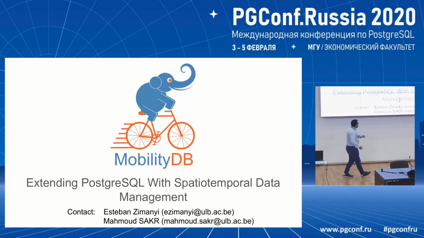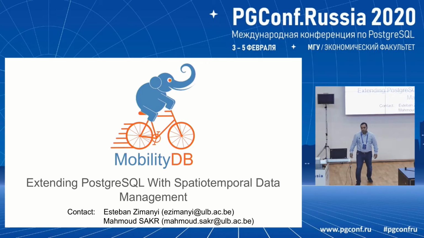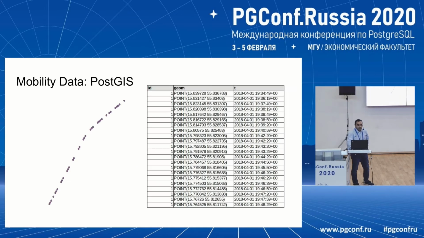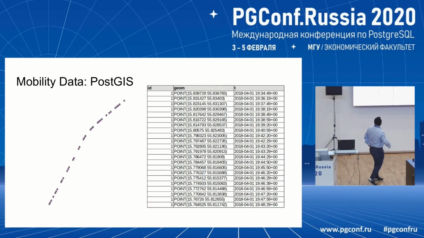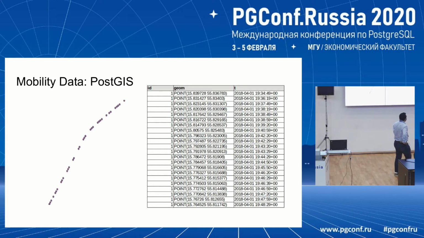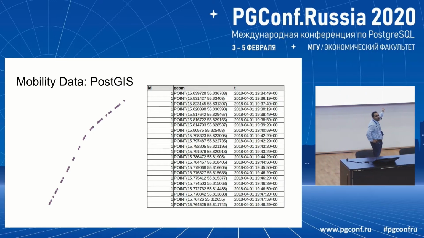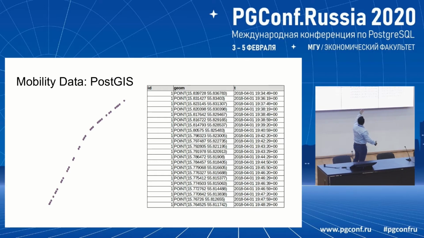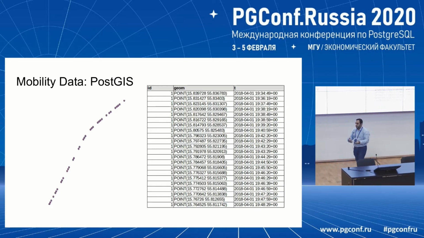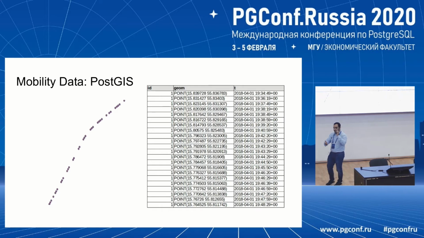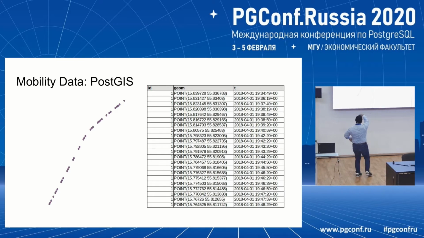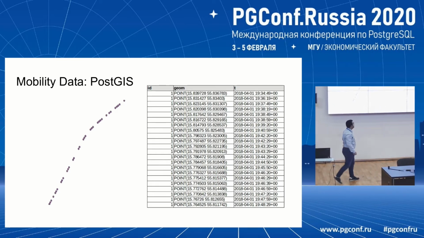So MobilityDB is an extension based on PostgreSQL to do this kind of data management. So what does mobility data look like? It typically has this format. You have some identifier for the trajectory, and then you have a sequence of spatial point and time. The spatial point can be 2D or 3D, and the time stamp says when this point was observed. So by doing this, you basically have a set of points.